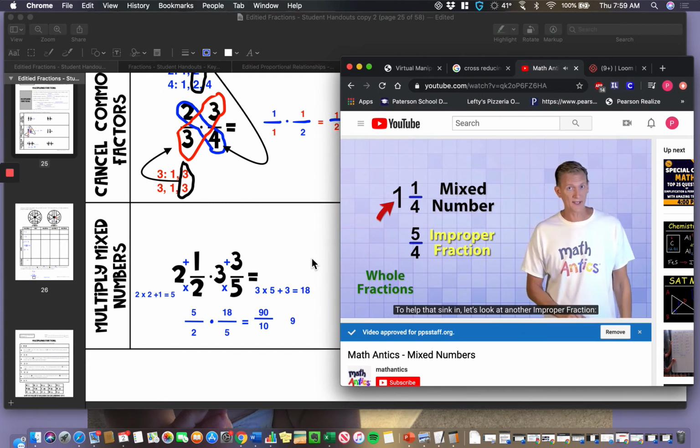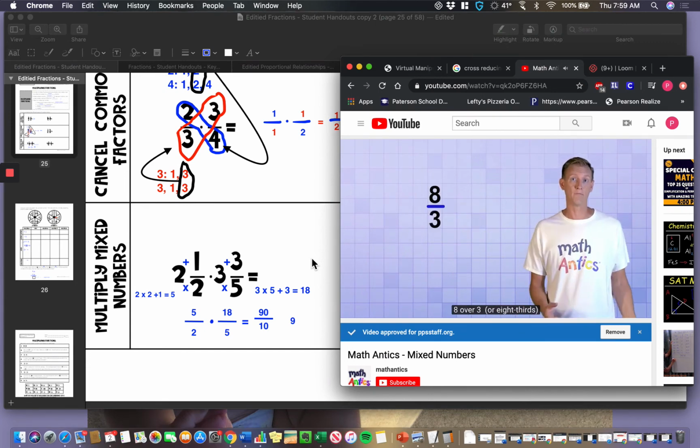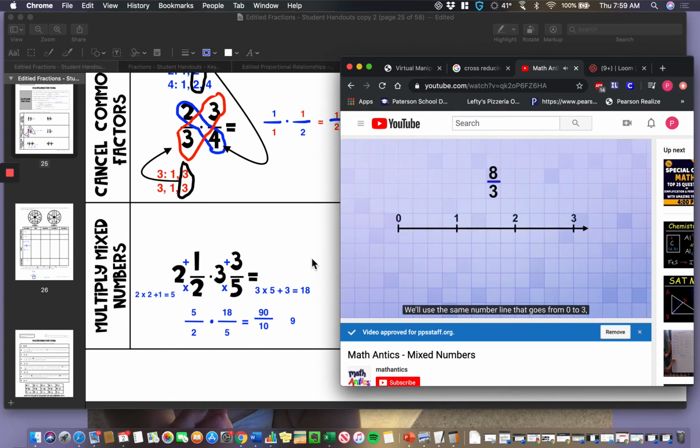To help that sink in, let's look at another improper fraction, 8 over 3, or 8/3. We'll use the same number line that goes from 0 to 3, but this time, let's subdivide each whole number into 3 parts to make counting thirds easier. So this would be 1/3, this is 2/3, and this is 3/3. Oh, there's a whole fraction already. Let's make note of that while we continue adding thirds.